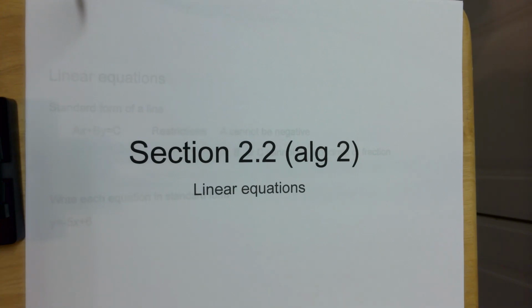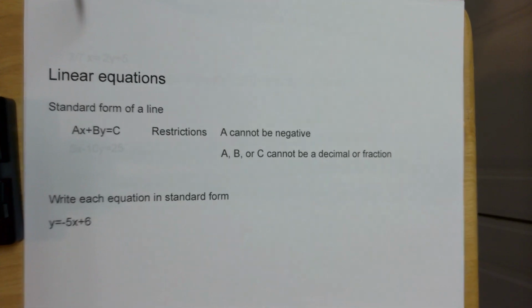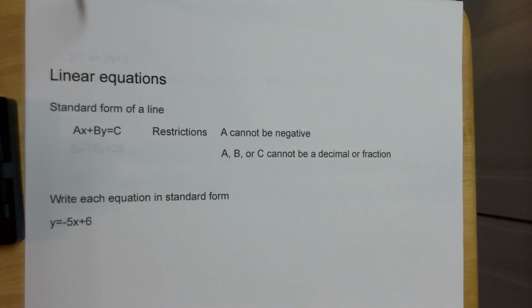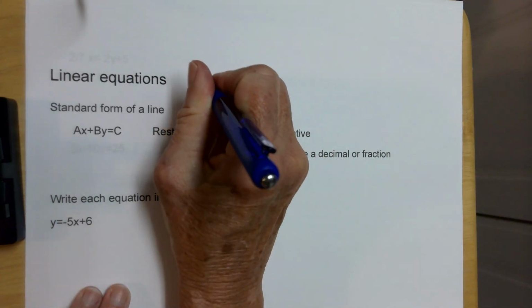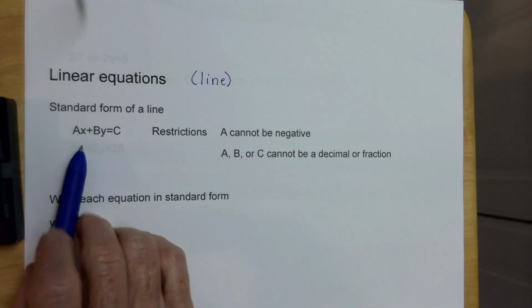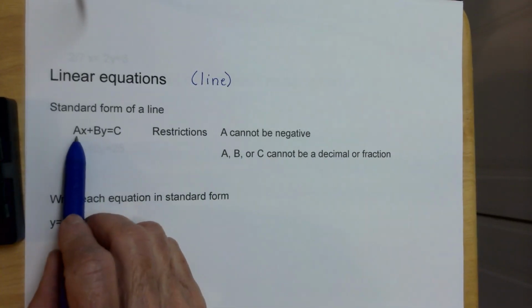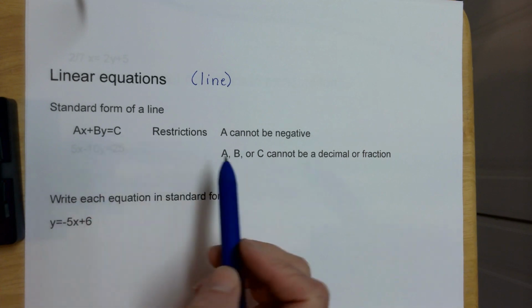All right, section 2.2 deals with linear equations. Probably the first thing that we need to talk about is the fact that a linear equation means that it graphs a line. Now, there's different ways to present this equation, and the first way that we're going to talk about is what we call standard form of the line, and it's ax plus by is equal to c.